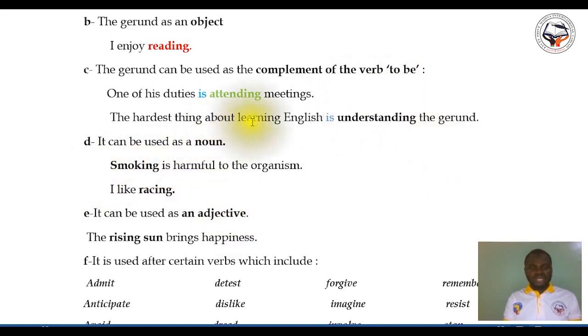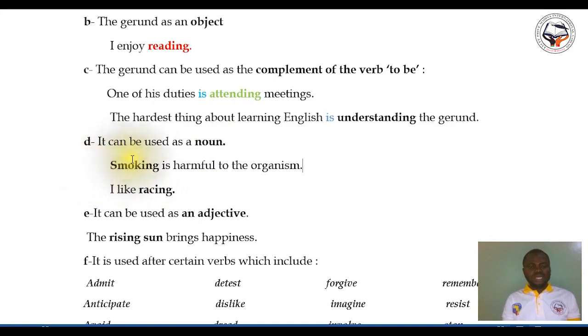So the hardest thing about learning English is understanding the gerund. Okay, the gerund is the lesson we are doing. Now, the fourth use of the gerund is that the gerund can be used as a noun.